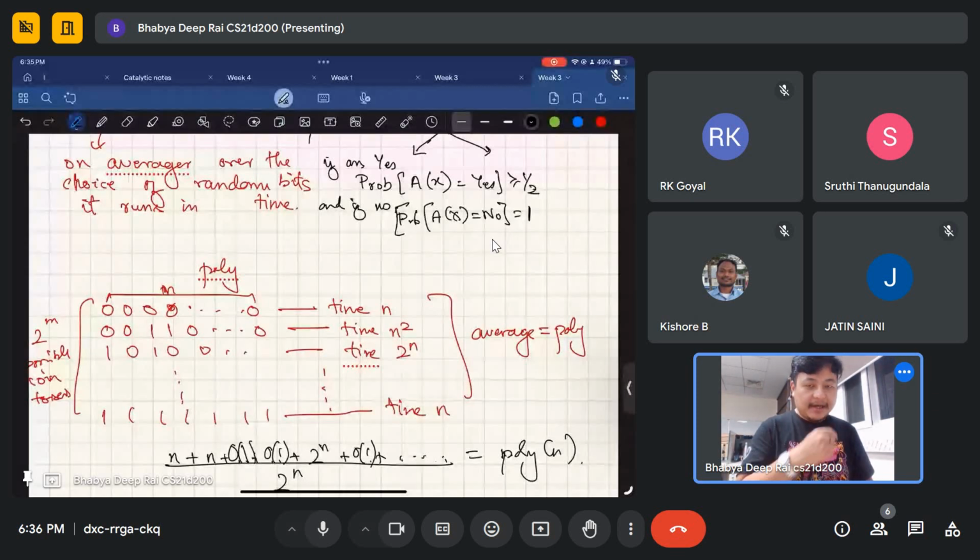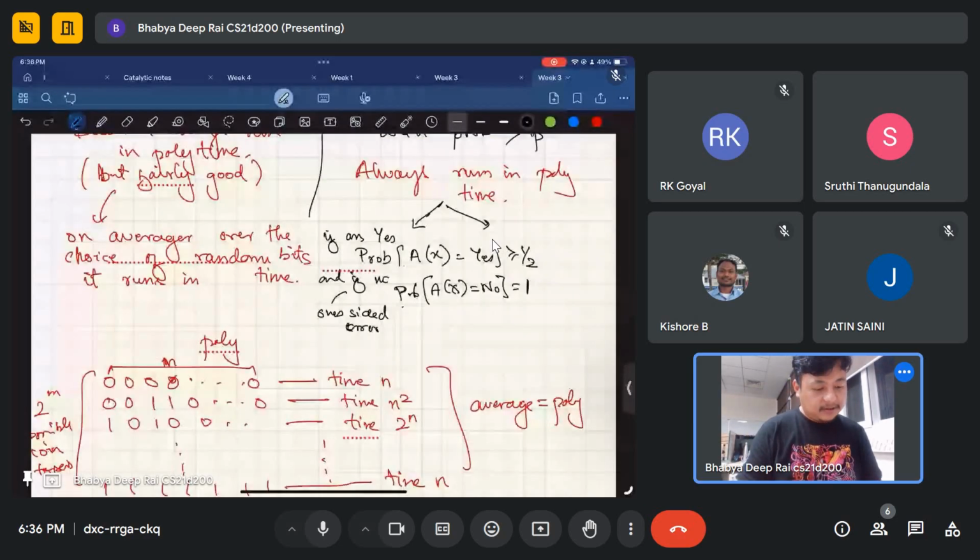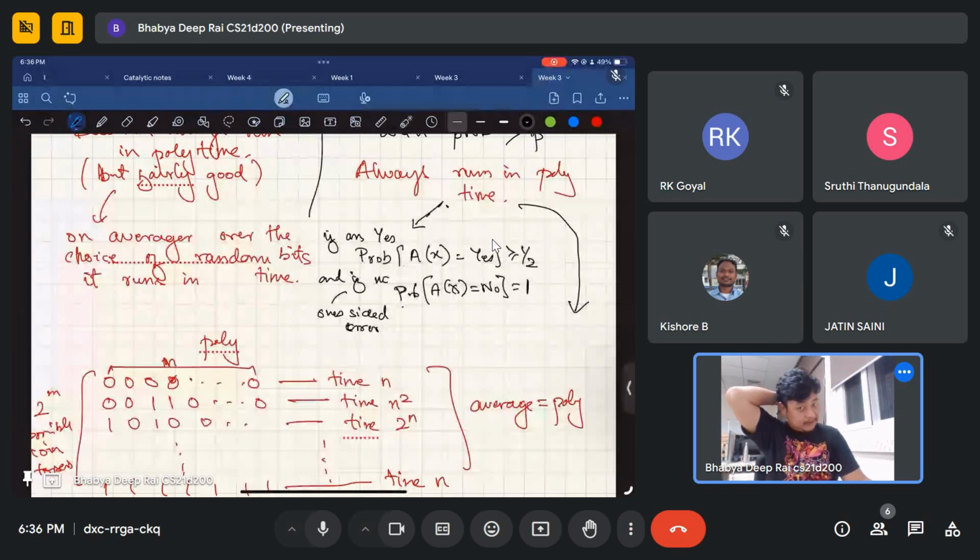And the other one is: if yes, the probability that the algorithm says yes is at least half, and if no, then the probability of the algorithm saying no is also at least half.